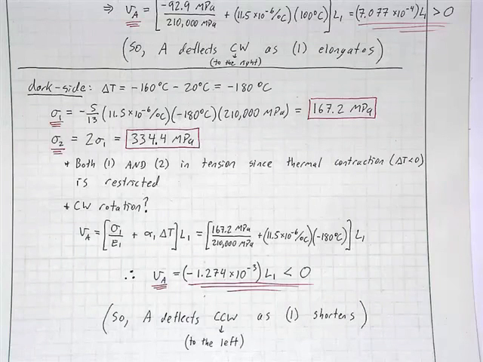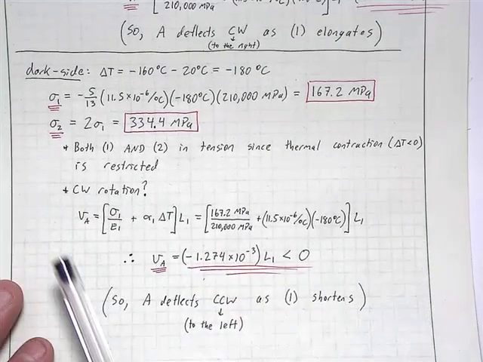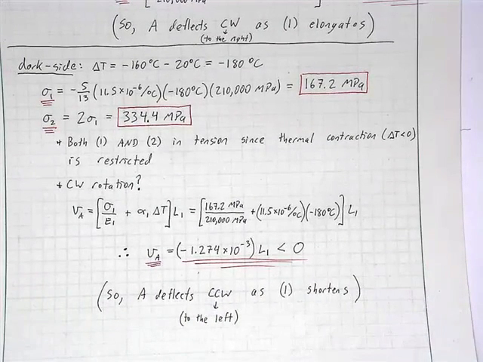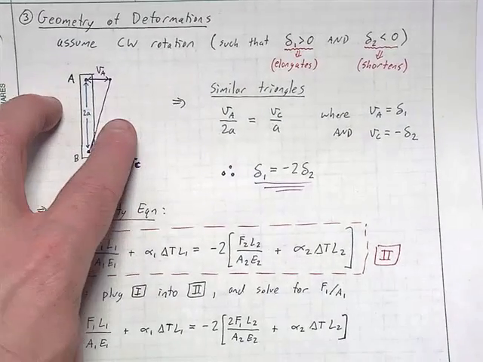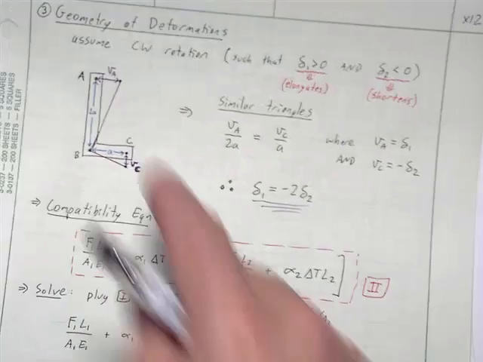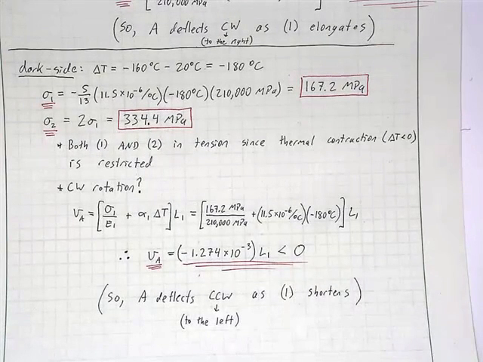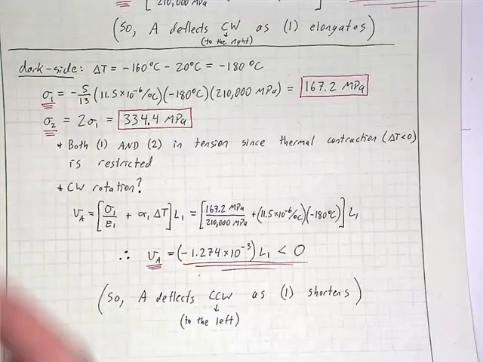And if we ask the same question, is the clockwise rotation valid here? Well, if you do the same process, we get a negative result for the deflection, meaning that our original diagram was incorrect, and we actually get a counterclockwise rotation in this case, right? A rotation in the other direction there. And so in this case, 1 is going to shorten as 2 elongates. Okay, so that's that problem.